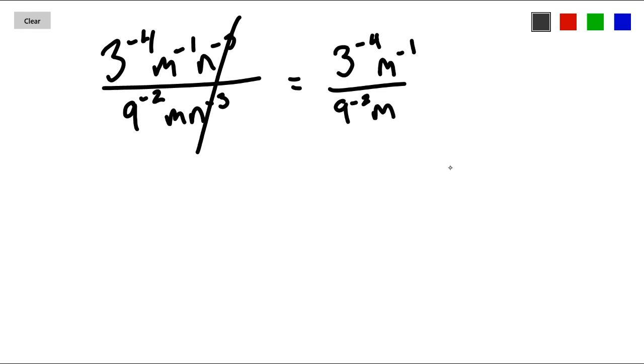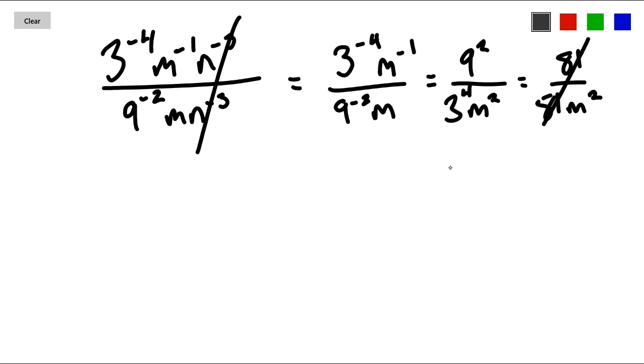So in order to get rid of the negative exponents, all you have to do is switch what side of the fraction they're on. So to write these as positive exponents, I just switch top and bottom all of the things that have negative exponents. So when I do that, I end up with a 9 squared on the top and 3 to the 4th times m squared on the bottom. Now 9 squared gives me 81, and 3 to the 4th is also 81. So they end up canceling. And then my final answer is going to be 1 over m squared.